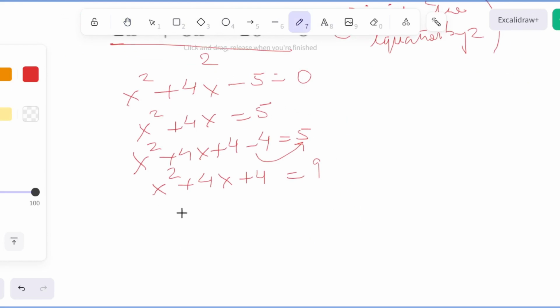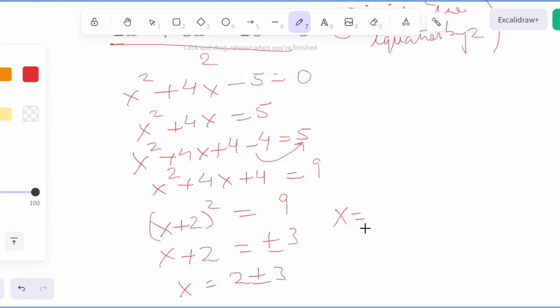Now this will become an identity, that is (x plus 2) raised to power 2 equal to 9. So x square plus 4 plus 4x. Now I take the square root. If you take the square root, this is going to become x plus 2 equal to plus minus 3. Now take 2 to the other side, and this becomes minus 2 plus minus 3. So the value of x will come out to be either 1 or minus 5.